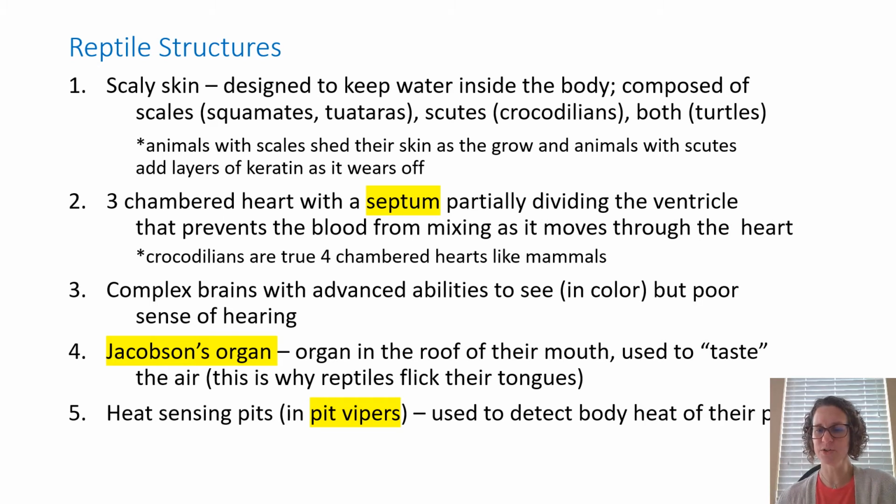All right, so now some structures. I've said quite a bit already about the scales, but that scaly skin keeps water in, and it can be composed of scales. And the squamates, which are the lizards and snakes, and the tuataras. The crocodilians tend to have the scutes, more of the bigger, larger scales, and then turtles have both. They have scales and scutes, so they have a combination. The animals that have strictly scales, the snakes and the lizards, the tuataras, they tend to shed their skin as they grow, and they can either shed it in little bits and pieces or as a whole, and that allows them to grow.